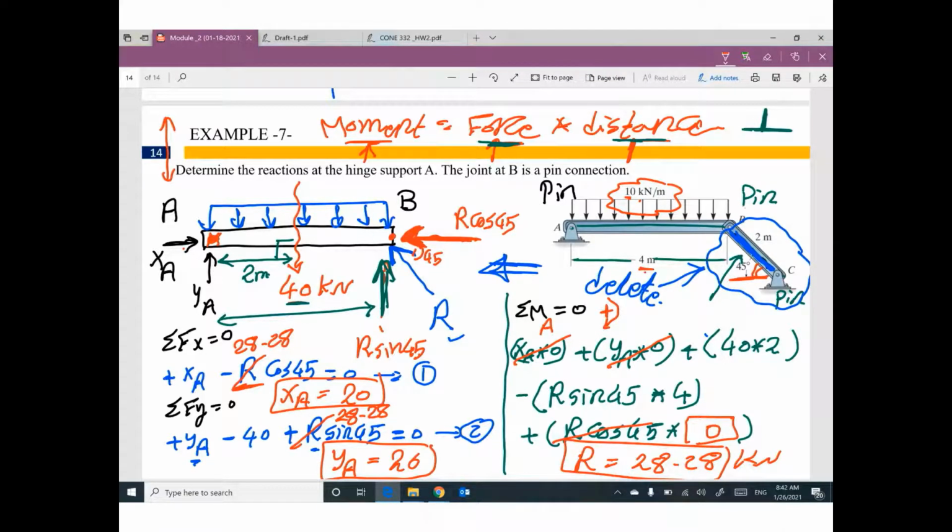So this problem became easy because I figured out what is the type of this member. Two-force member. Two-force member, we have two ends are pin connection. No direct external load on this member, so I can delete it and put only one reaction in the same direction of this member.